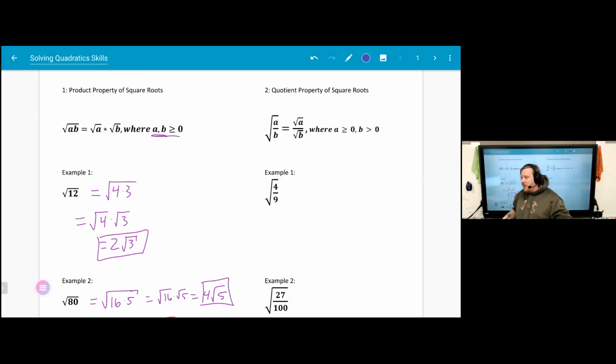Don't forget also, you can go from the right side back to the left too. We'll see examples of that later. Notice here the restrictions. A just has to be bigger than or equal to 0. It could still be 0. B has to be bigger than 0 because we can't have a negative right now in what we're trying to do, and it can't be 0 because you can't divide by 0. It's undefined.